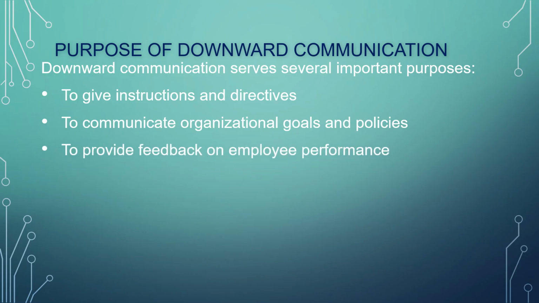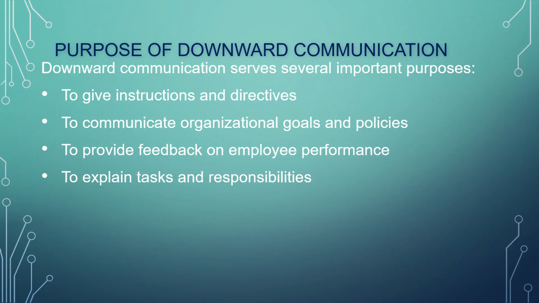Now, another purpose that downward communication serves is simply to provide feedback on employee performance. When the employees perform in a particular way, the top management will sit down and analyze the performance of the lower level employees, and then they are able to provide feedback on the performance of those employees.